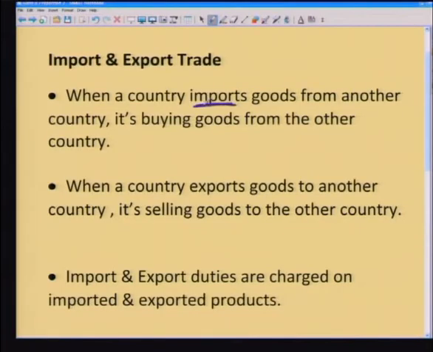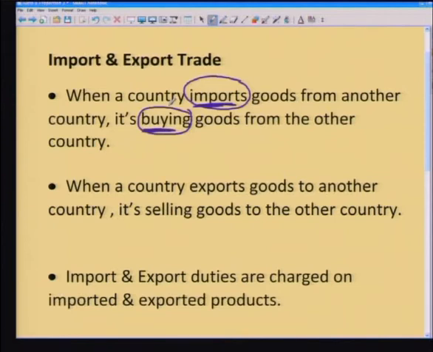Now, exchange rates are specifically very important when we deal with the import and export trade. Remember that exchange rates make it possible for different countries who use different currencies to trade with each other. When a country imports, very important word, a good from another country, it's buying the good from the other country. So import is the same as buying.